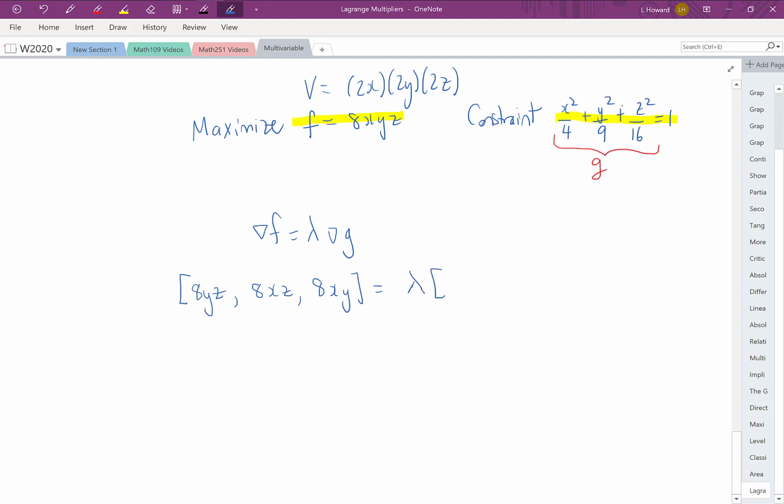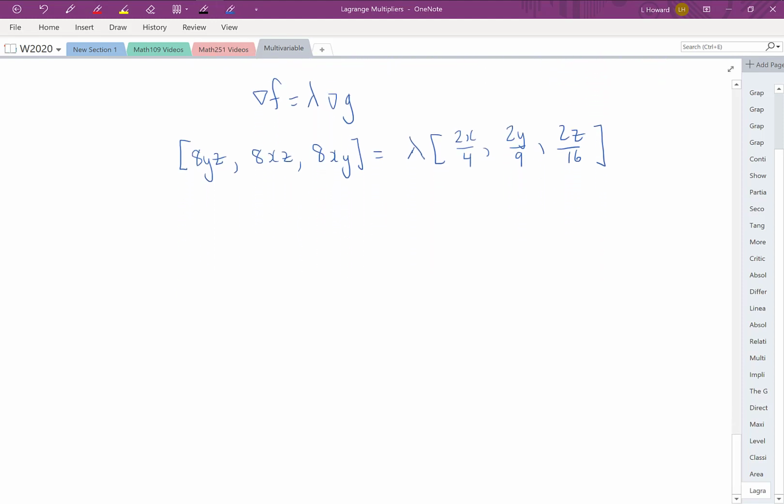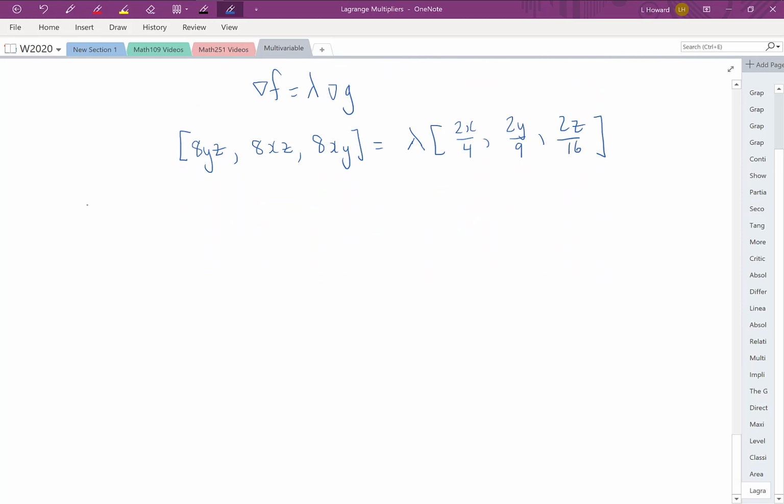So just looking at the left side of this ellipsoid formula, let's take our partial derivatives. So 2x over 4, 2y over 9, and 2z over 16. Okay, I'm not going to worry about simplifying yet because I know there are going to be a lot of equations coming down the pipeline. So from this setup, we are going to get 3 equations, one from each of these vector components. So let's see if we can deal with those equations one by one.